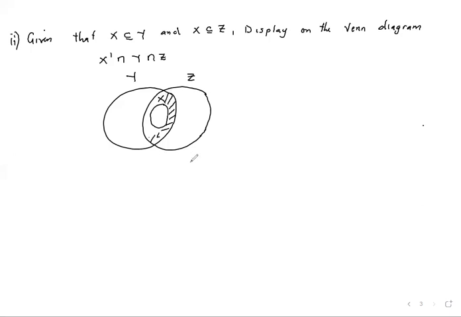Then place y separate. It is x complement, it is in y, it is in z. So to avoid confusion, x will be denoted inside. So that's the solution.